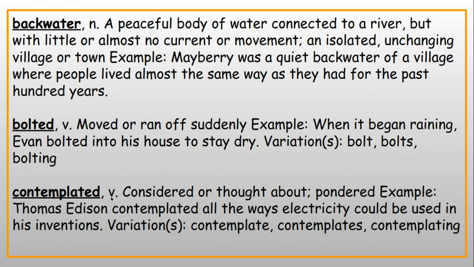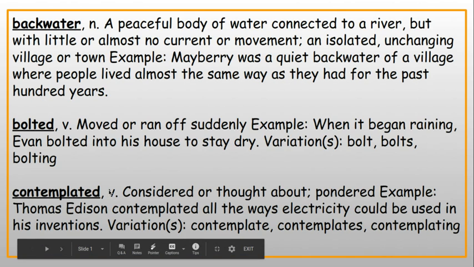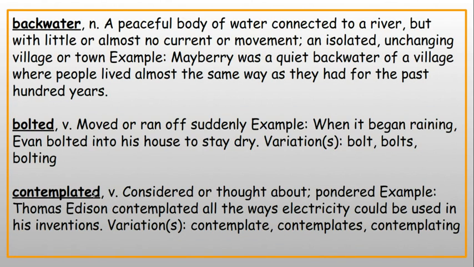Our next word is a verb, an action word, something you can do. Contemplated. Considered or thought about. Pondered. Example, Thomas Edison contemplated or thought about all the ways electricity could be used in his inventions. Here's some variations of this word. You can contemplate. He contemplates. They are contemplating.